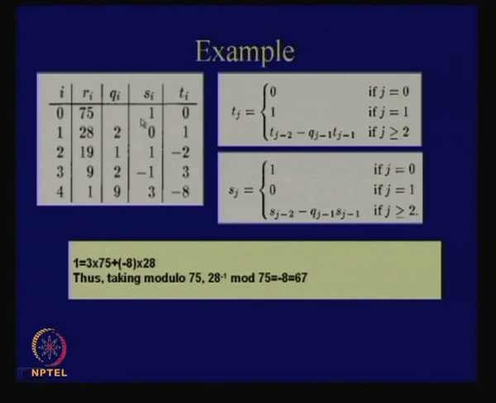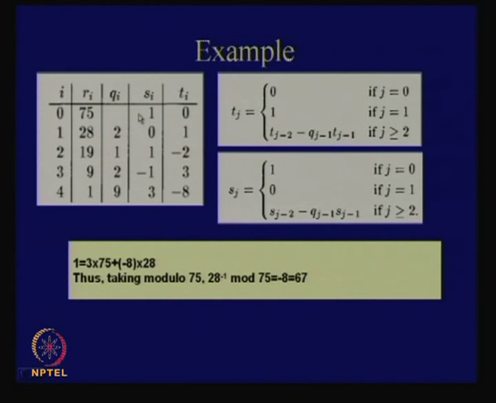So therefore, you can check that this works as follows. Finally, what you obtain is that 1, which is the GCD, is actually equal to 3 into 75 minus 8 into 28, okay. So therefore, taking modulo 75, 28 inverse mod 75 is equal to minus 8, right.